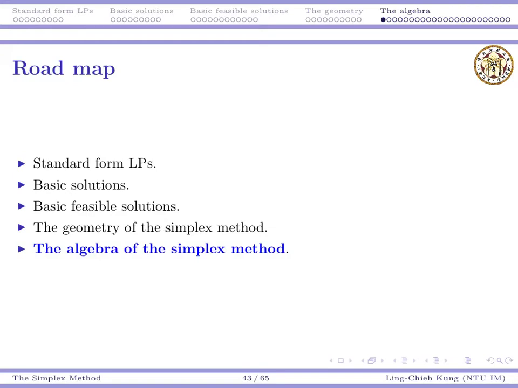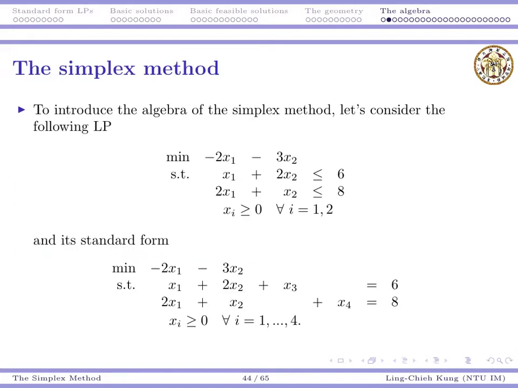Okay, so now we're ready to get into the algebra of the simplex method. We will really do all the calculations and get any problem solved. So we're going to give you this example to illustrate the idea. We have a minimization problem with two inequality constraints and two variables. Okay, and the standard form problem can be found by adding two slack variables to get these two equality constraints.